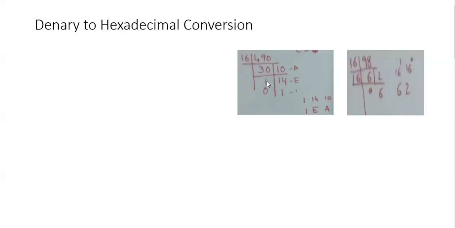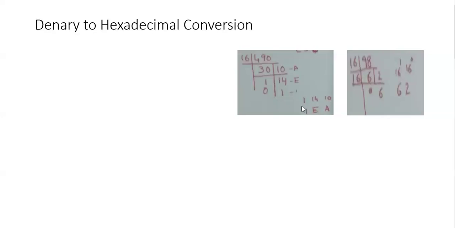16 times 1 is 16, and the remainder is 14. Now we have 1. We again continue because it's not 0. And 16 goes into 1 zero times, and this 1 becomes the remainder. So we have three remainders now: 1, 14, and 10. We write them like this: 1, 14, and 10.